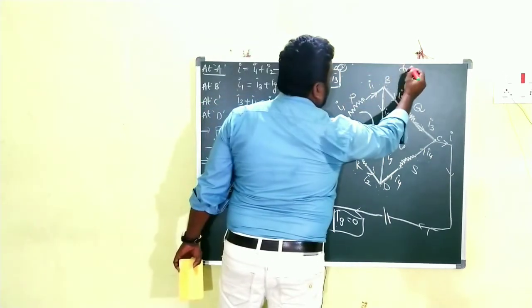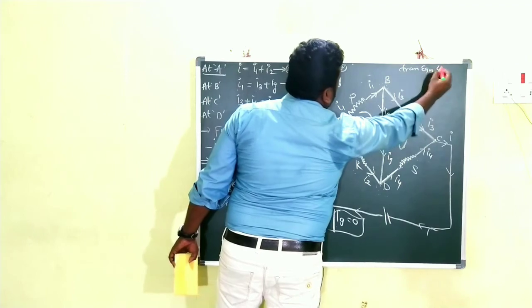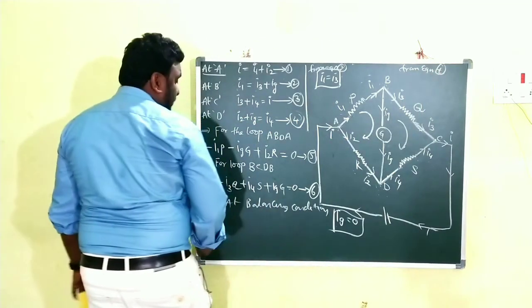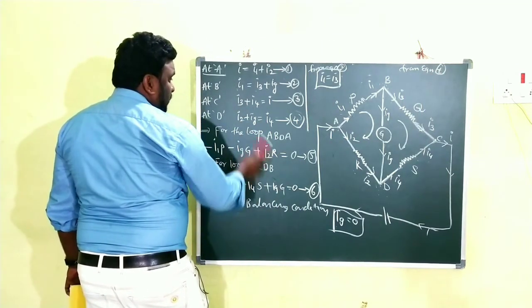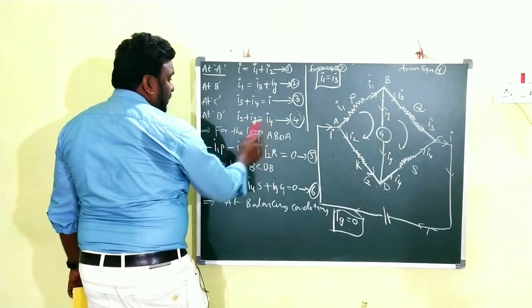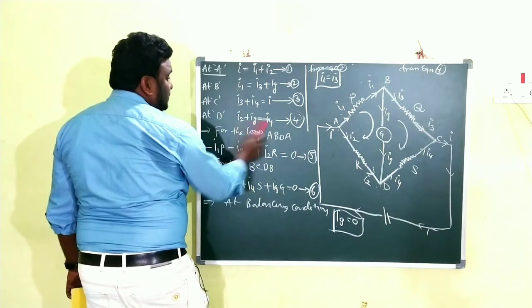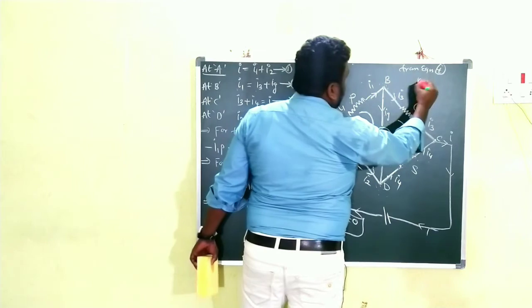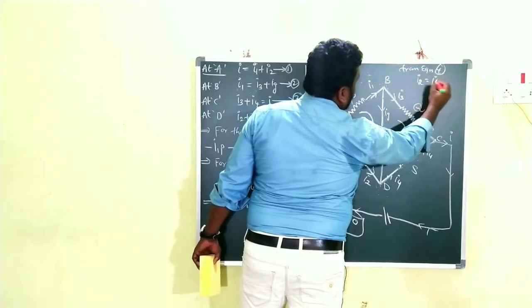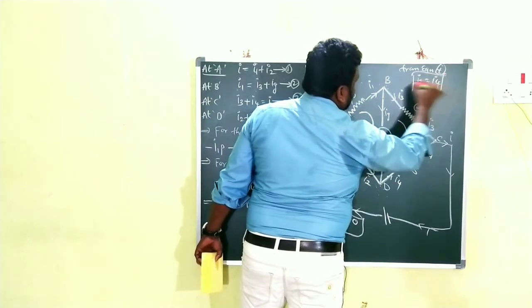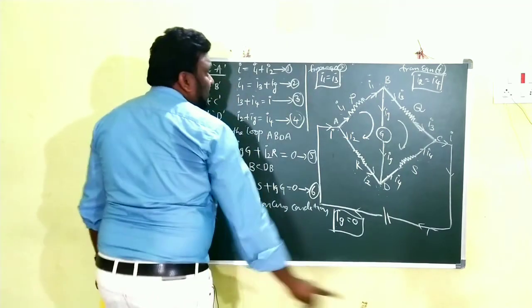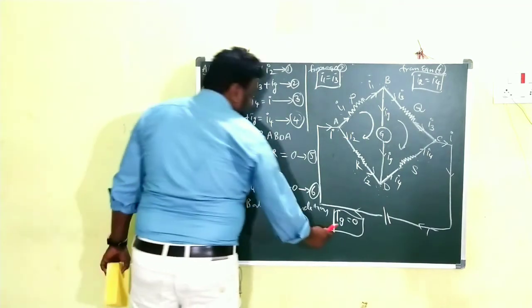So, from equation number 4, what do you write, children? I2 plus IC is equal to I4. IC value is 0. Then I2 is equal to I4, children. Clear? When the bridge is said to be balanced, IC value is 0.